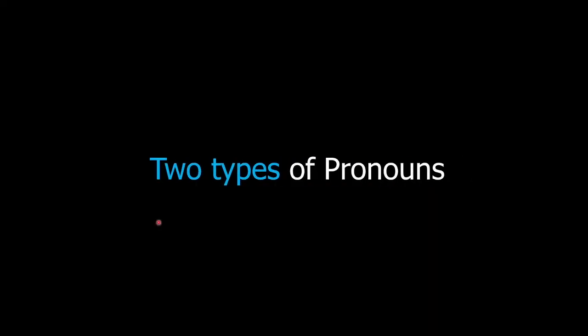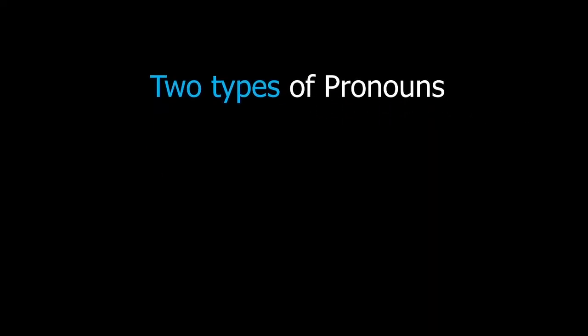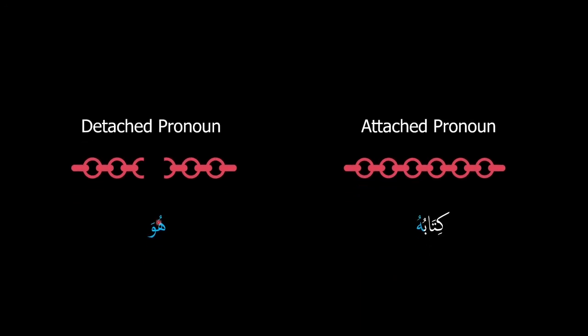So in Arabic, there are two types of pronouns, which are detached pronouns and attached pronouns. A pronoun that is detached essentially means that there are no words attached to it, like huwa, which means he. A pronoun that is attached means that the pronoun is connected to another word, in this case, kitabu, and kitabuhu means his book. The little ha here at the end is the attached pronoun.